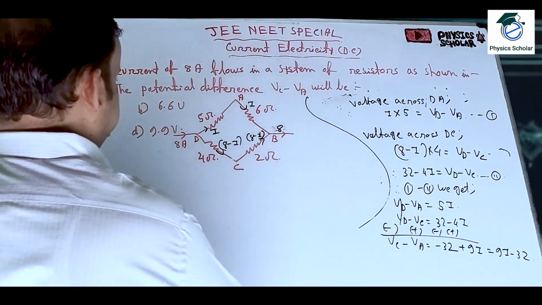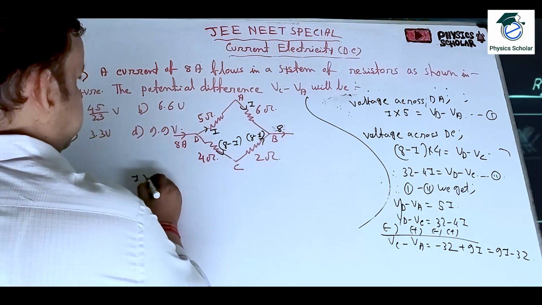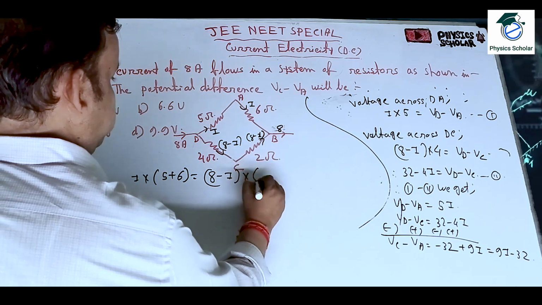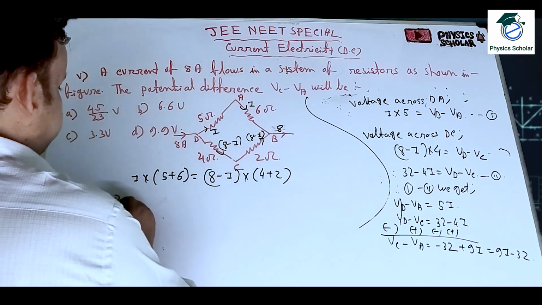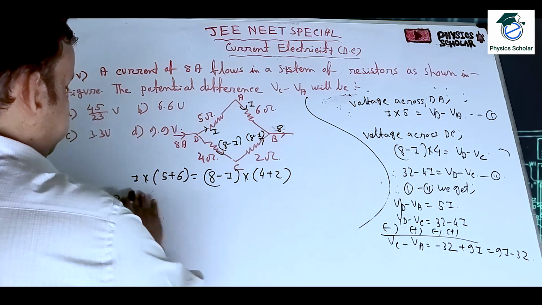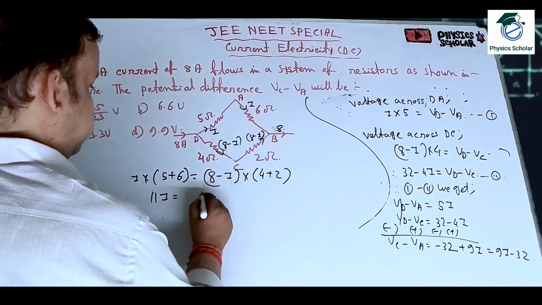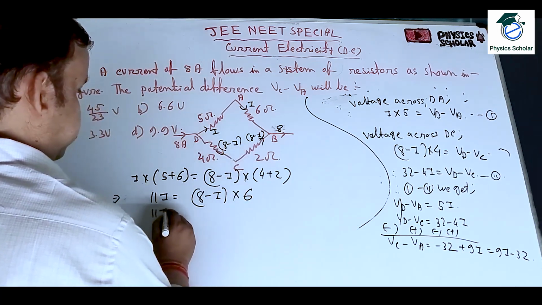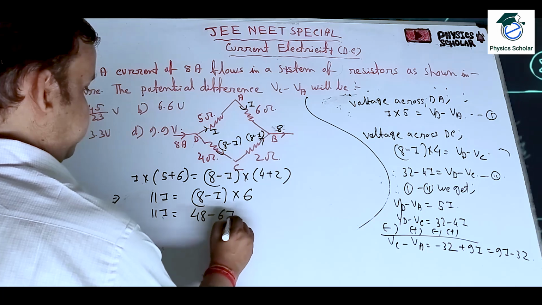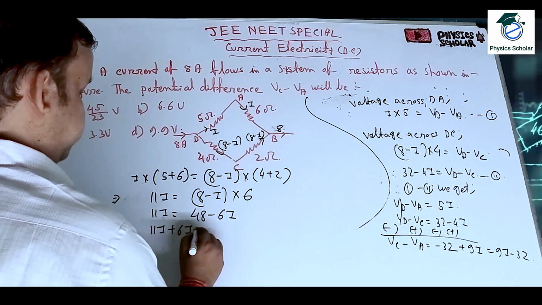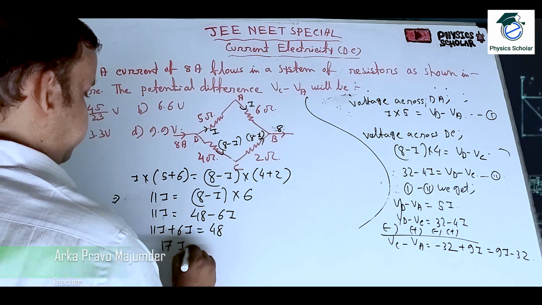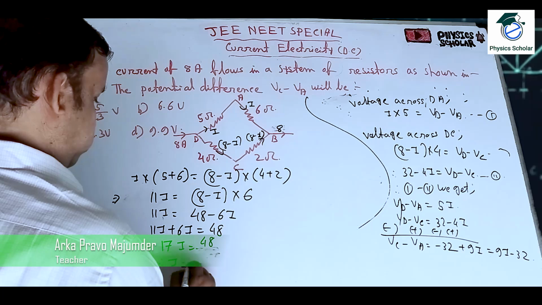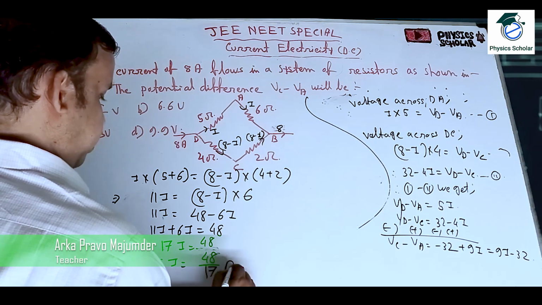In balance condition, I into 5 plus 6 is equal to 8 minus I into 4 plus 2. Therefore 11I is equal to 8 minus I into 6. So 11I is equal to 48 minus 6I. So 11I plus 6I is equal to 48, so 17I is equal to 48. So I is equal to 48 by 17 ampere.